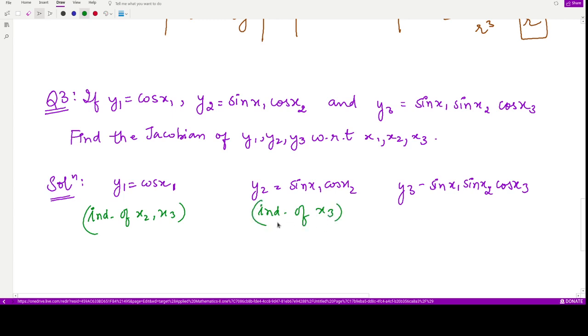So using the property third, we can find the Jacobian of this particular term.